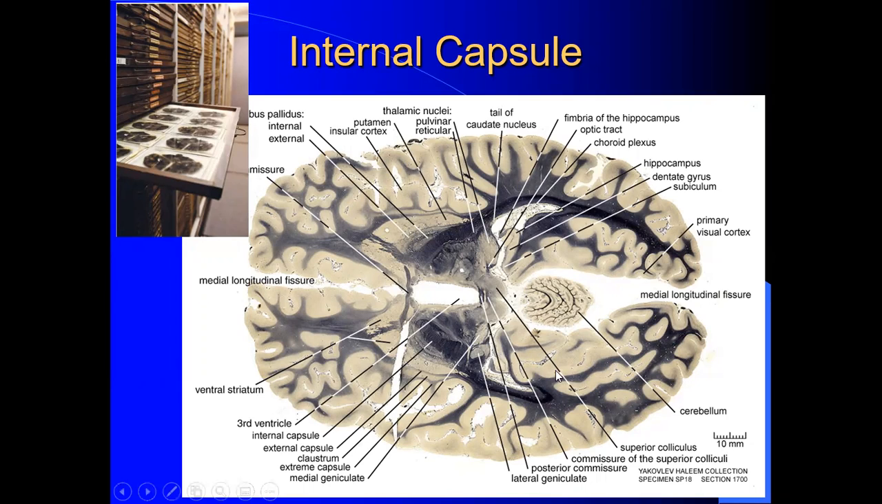And the Yakovlev Haleem collection has all of the slices matched. So section 1700, all of these sections are matched with a Weigert stain for myelin and a Nissl stain for the cell bodies of the neuron. Together they are unbelievable. The interactive set has both. You can switch from Weigert to Nissl, and you can zoom in and tell it what power you want anywhere on the slide. It's an unbelievable piece of data storage. Okay, here we see, and so we're just, okay, I'm not going to get into it here.